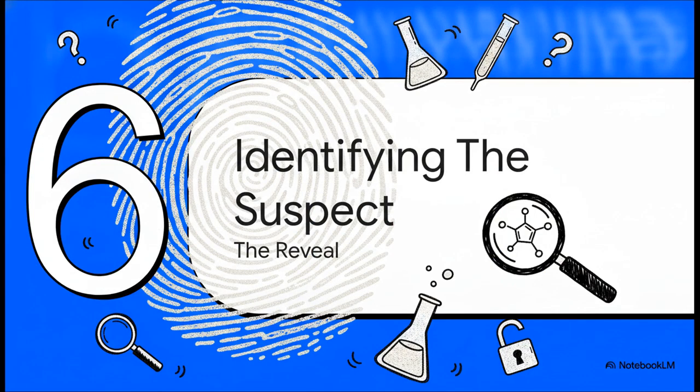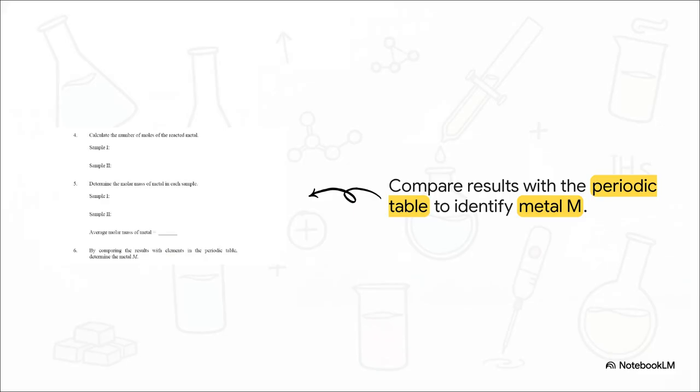Which brings us to Section 6, identifying the suspect, the reveal. This is it, the moment of truth. We take our hard-won average molar mass and visually scan the alkaline earth metals on the periodic table to find our match. Is it magnesium, sitting at roughly 24 grams per mole? Maybe calcium, at 40. Strontium? The math is going to point directly to one specific box on that table.